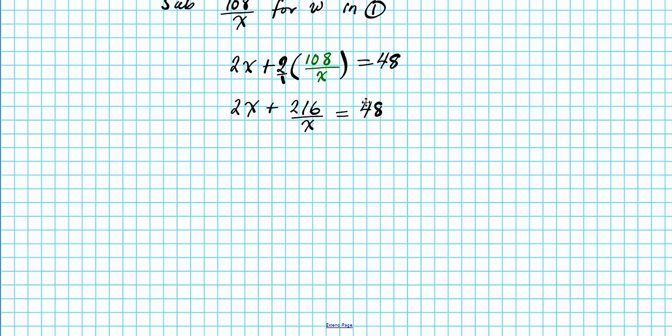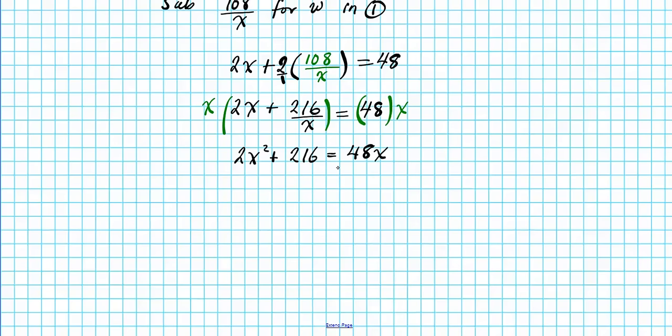Now to clear out this x in the denominator, I can multiply my entire equation by x. Okay, so multiply the left side by x and multiply the right side by x. So that yields 2x squared plus, when you distribute the x at this term, the x's cancel out, plus 216 equals 48x. Okay, let's pause for a second. What did we just accomplish? We just got rid of the x in the denominator, which is perfect.